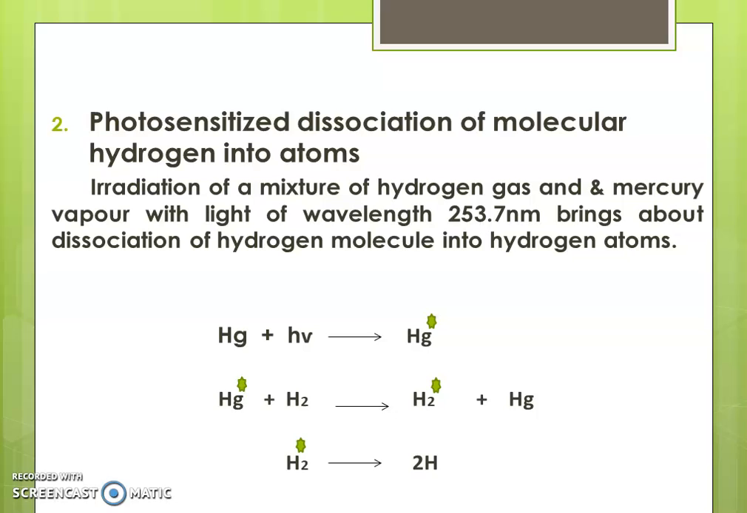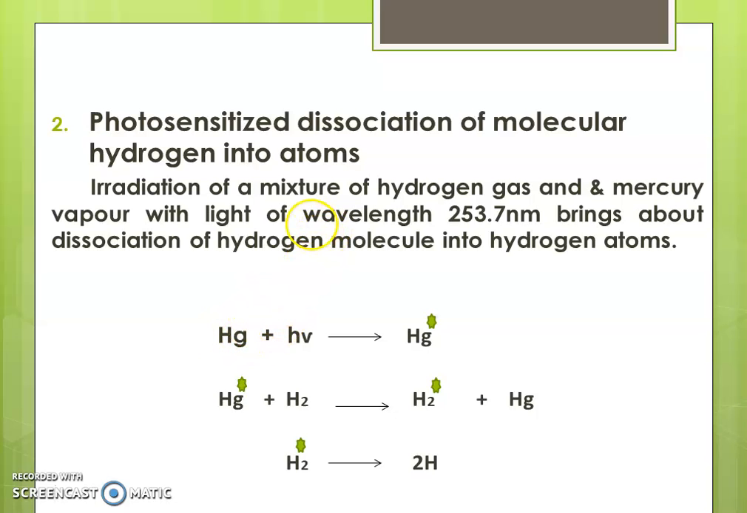But when hydrogen is mixed with mercury vapor, the mercury photosensitizes the dissociation of molecular hydrogen into its atoms upon 253.7 nanometer irradiation. That is, here mercury is acting as a photosensitizer. Here mercury is the photosensitizer.